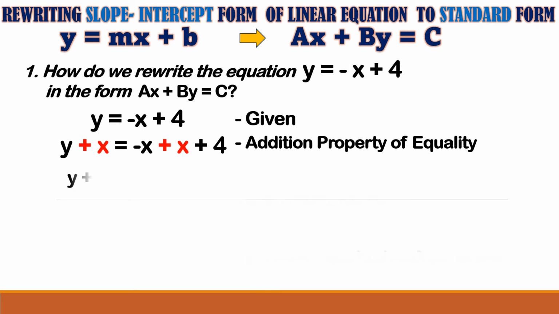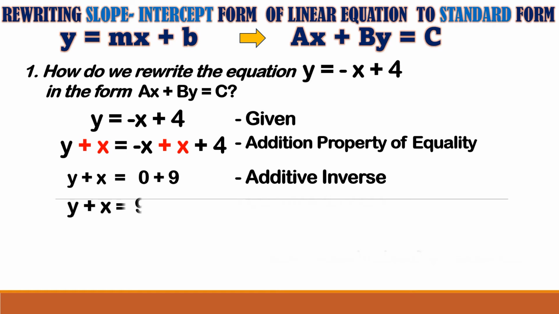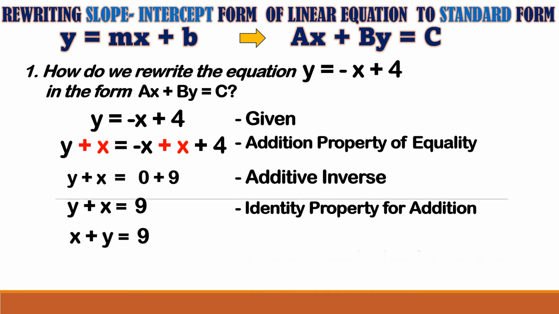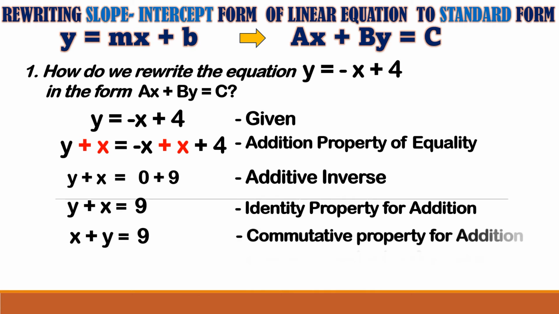And by the additive inverse, we have y plus x is equal to 0 plus 4, since negative x plus x is equal to 0. So 0 plus 4 is equal to 4 by the identity property for addition, so we have y plus x is equal to 4. And applying the commutative property for addition, we have x plus y is equal to 4, and x plus y equals 4 is now in standard form.